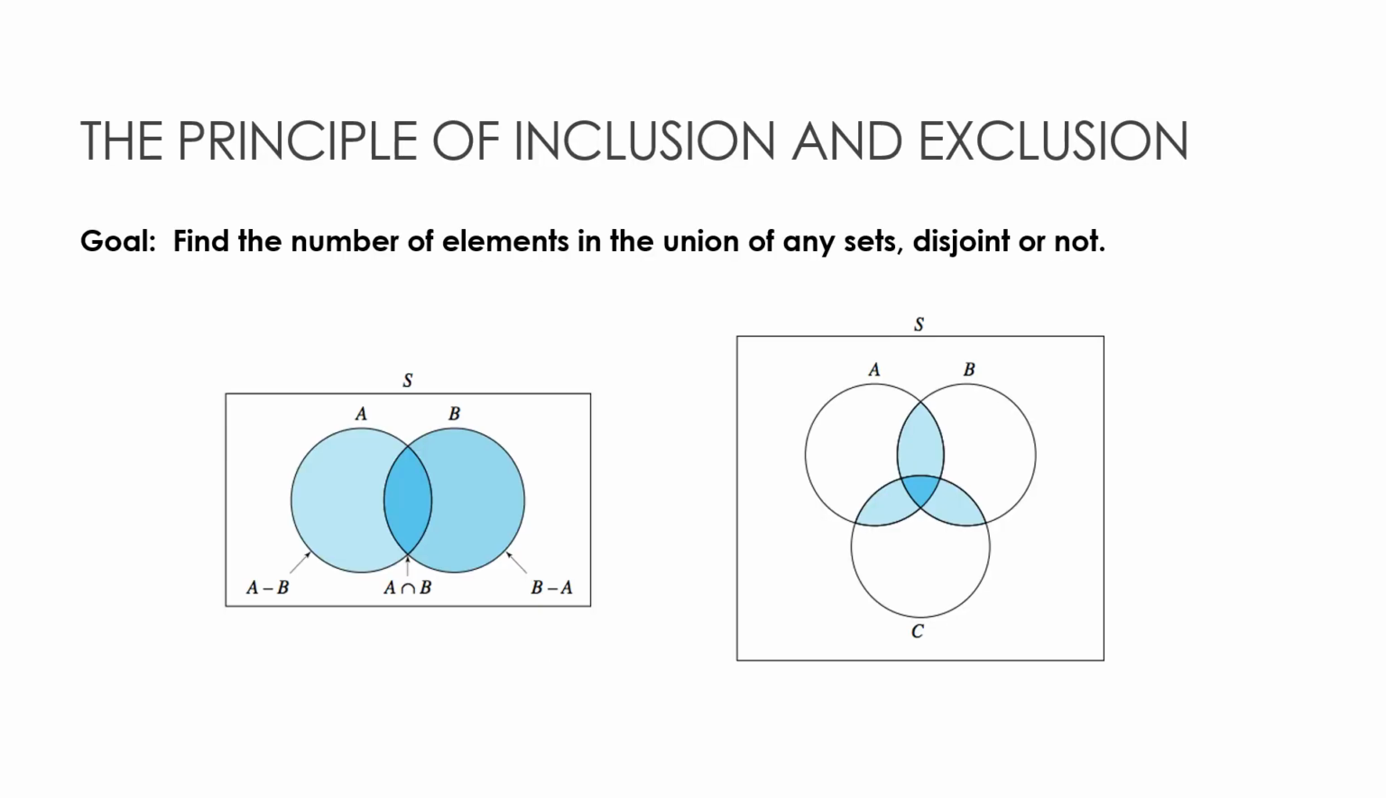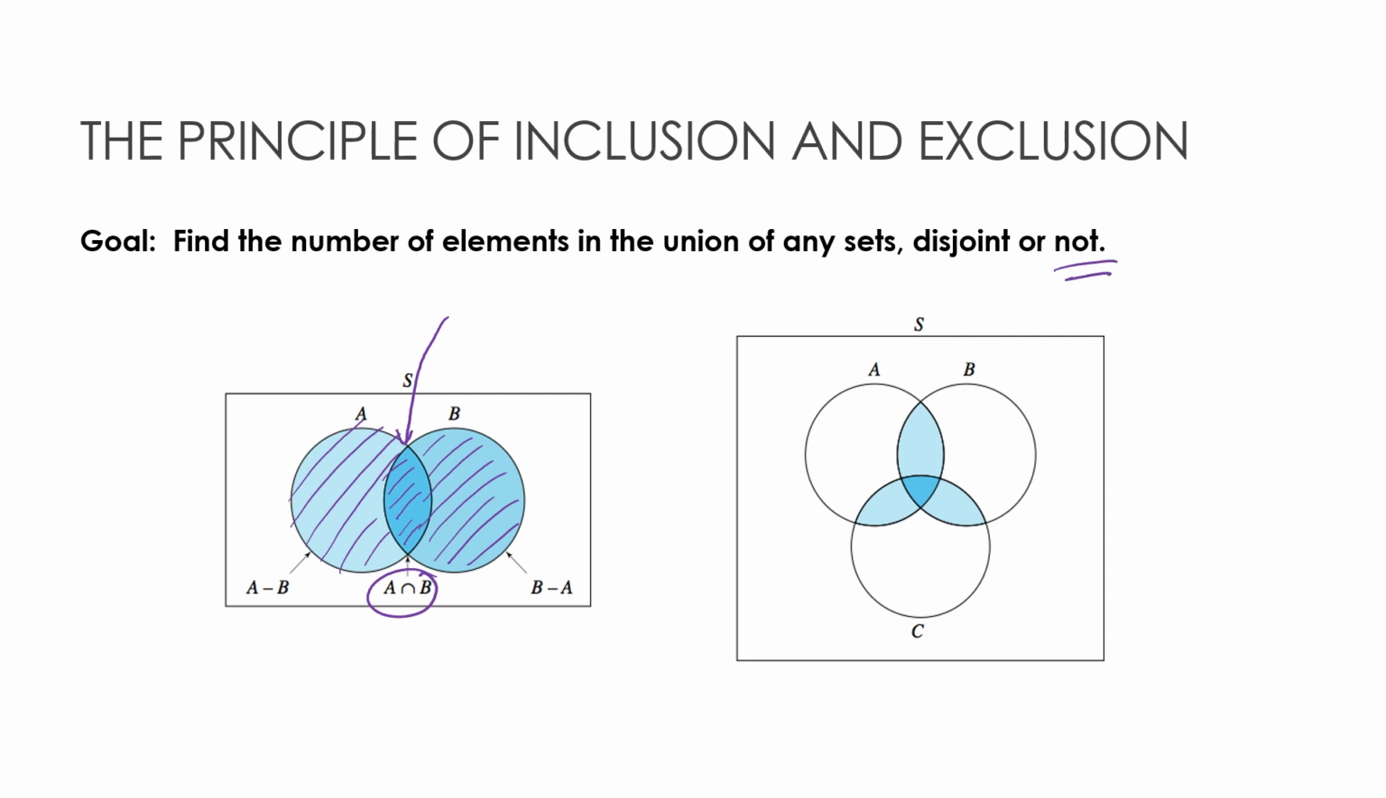So our overall goal is essentially to find the number of elements in the union of any sets, disjoint or not. And so when we're talking about the union, we're really talking about this section and this section and this section. That is all the union. So notice in this one, we have a part that is overlapping. This is called the intersection. And so obviously these sets are not disjoint.